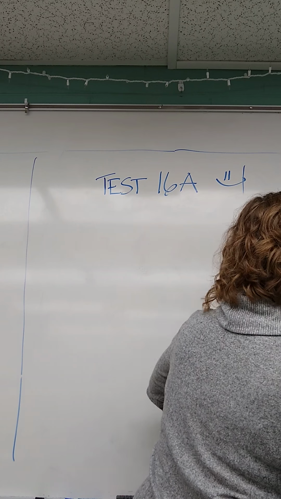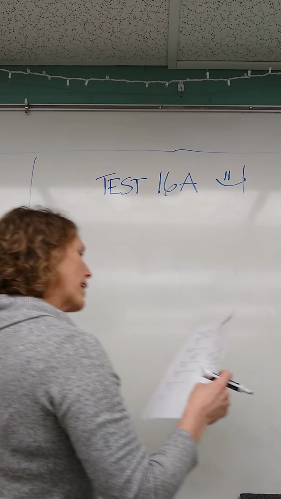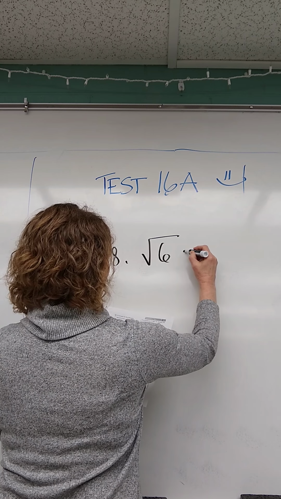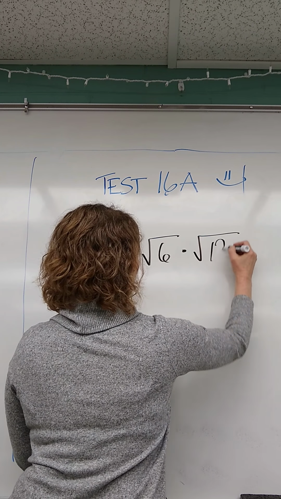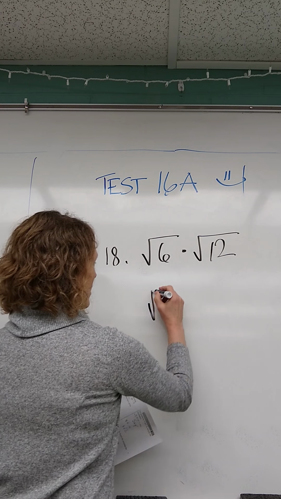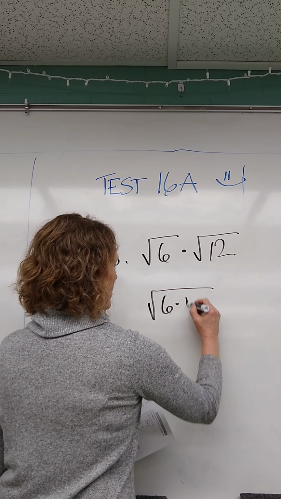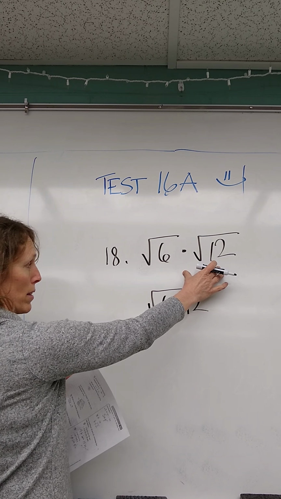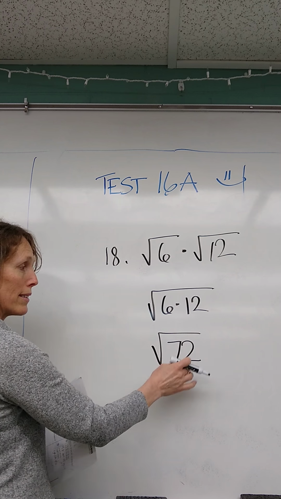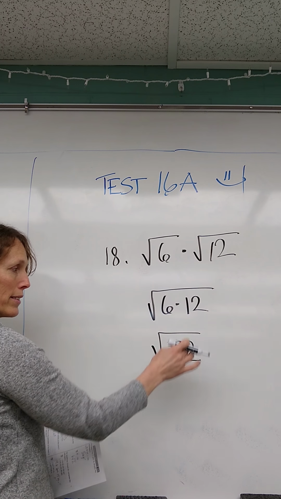Number 18, I know these are kind of hard yet. 18 is the square root of 6 times the square root of 12. There are maybe different ways some of you did this. What I did is I put these together. That means the same thing. 12 times 6 is 72. These things are all the same.